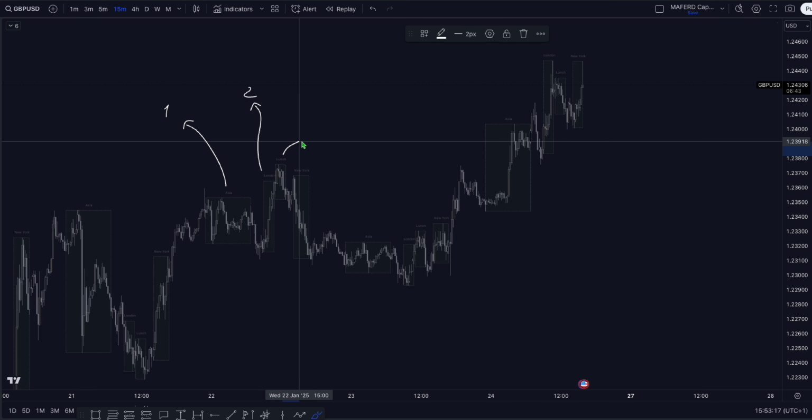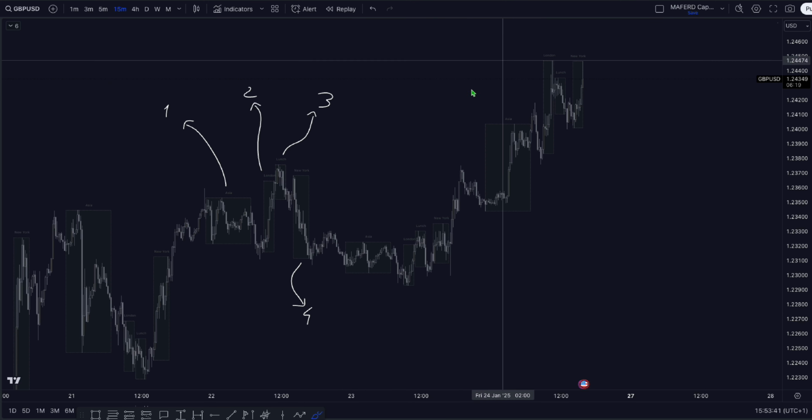Then we have the lunch session, which is a very interesting one which nobody talks about, which is for me the third session of the day, and also another very important session, which later on I will discuss. And then we have the New York session, which for me closes my trading day, the fourth and last trading session for a usual trading day of mine.